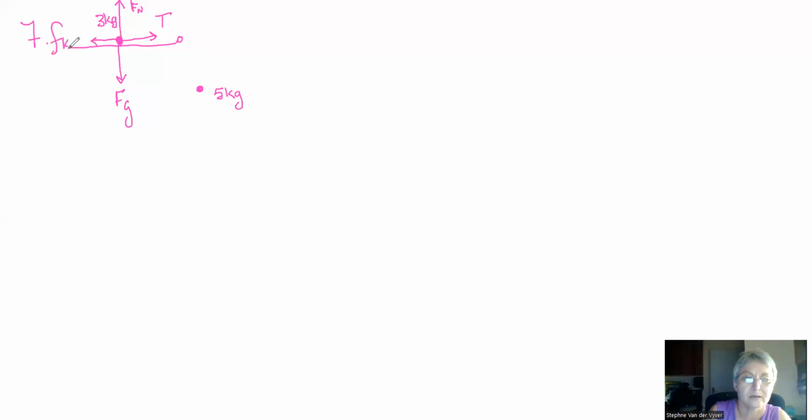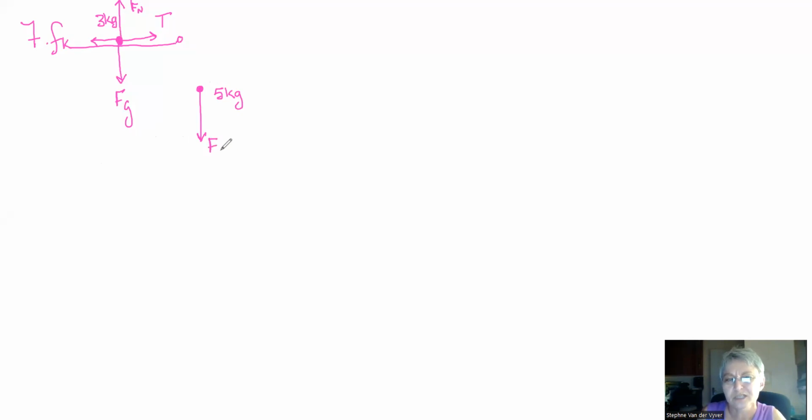So I'll make that arrow shorter. So this whole thing accelerates to the right, or the 3 kilogram block is accelerating to the right. The 5 kilogram block will be moving downwards. Now, a pulley has the amazing property of changing the direction of pull.